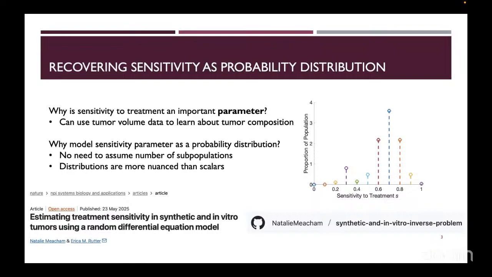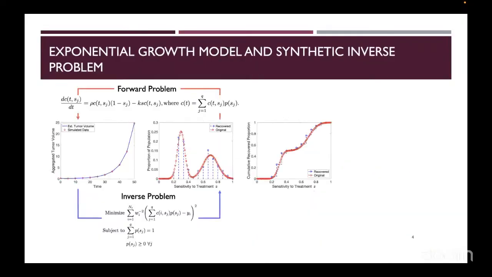So for the purposes of this talk, I have a sensitivity distribution as a sample on the right. 0 to 0.5 is going to indicate more resistance, and 0.5 to 1 is going to indicate more sensitivity. The proportion of population is what you see on the y-axis. If you are interested in this work, all of the code is in my GitHub.